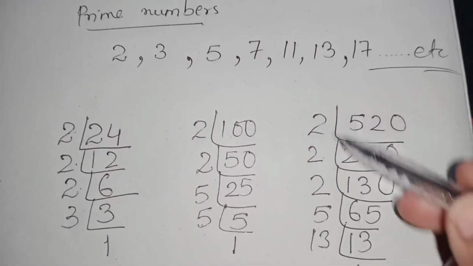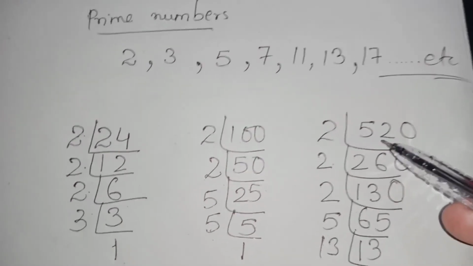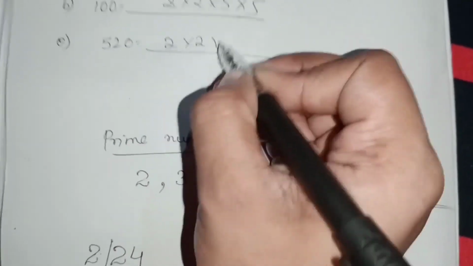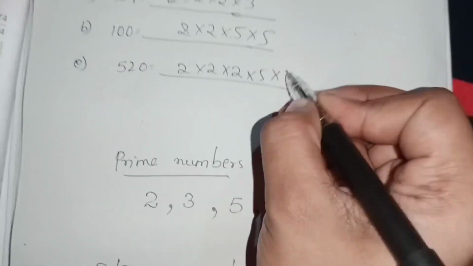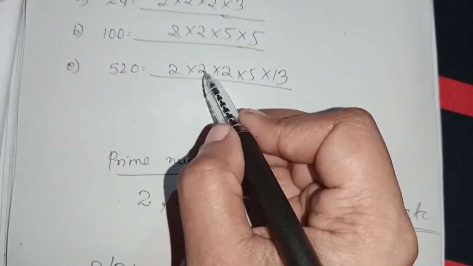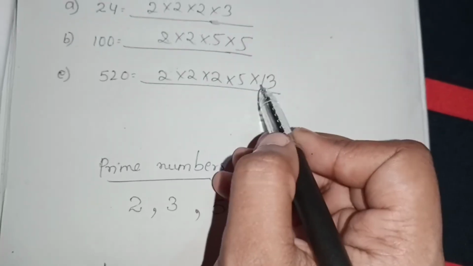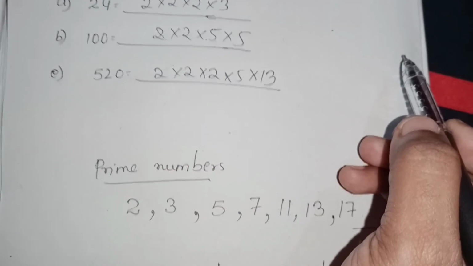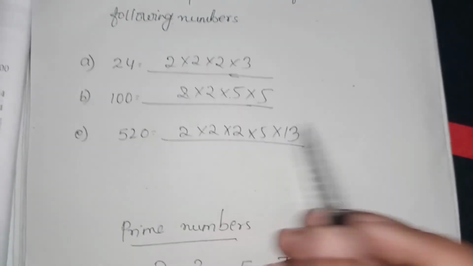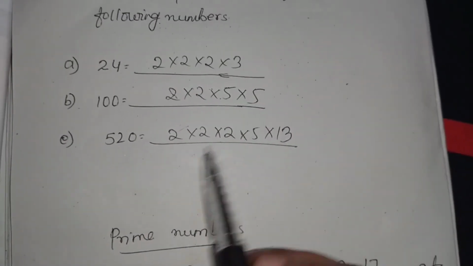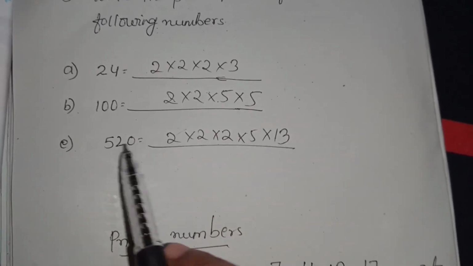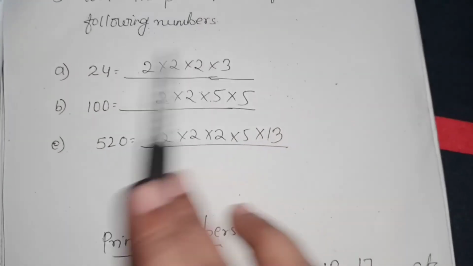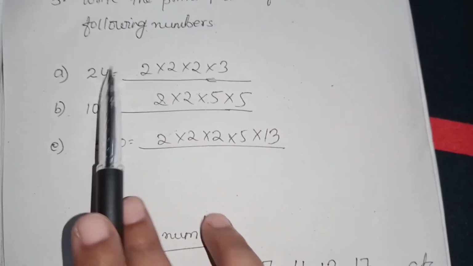So when we multiply these numbers, we will get 520 as a product. Okay. So let's write here 2 into 2 into 2 into 2. Okay. Then what is there? 5 into 13. So 2 twos are 4, 4 twos are 8, 8 fives are 40, 40 thirteens are 520 you will get. Okay, when you multiply. So these are the prime factors. When we multiply these prime numbers, we will get these numbers as a product.